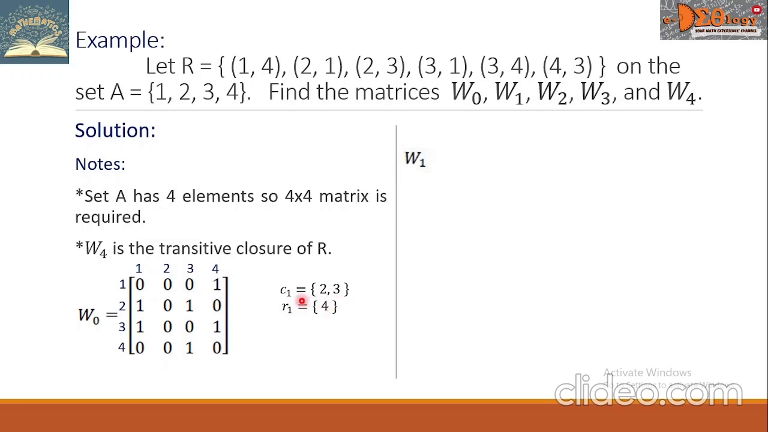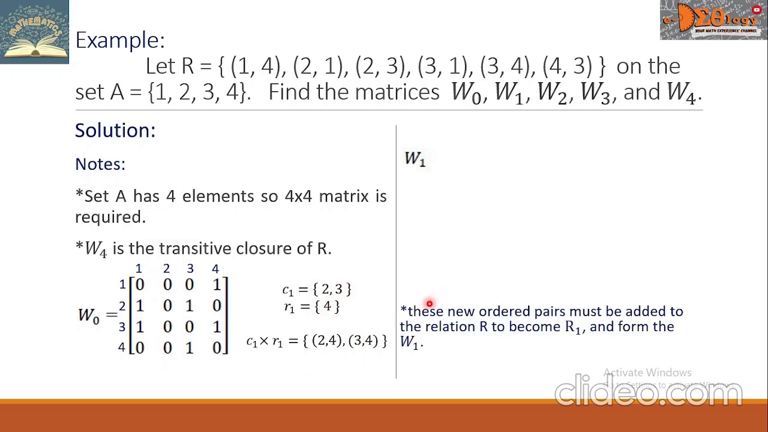Once we write the C sub 1 and R sub 1 elements, we will do now the Cartesian product of C sub 1 by R sub 1. And the elements are the ordered pairs (2, 4) and (3, 4). These two ordered pairs must be added to the relation R, this is our R here, to become R sub 1. Later, we will form W sub 1, the matrix itself.